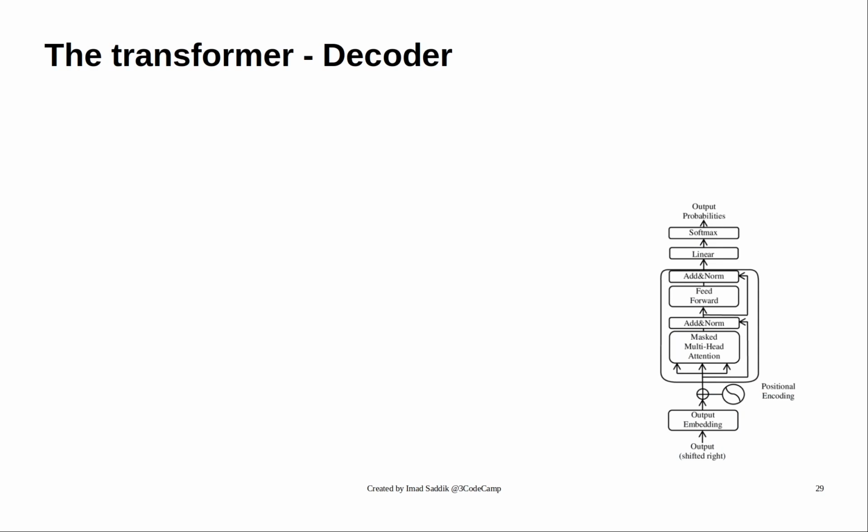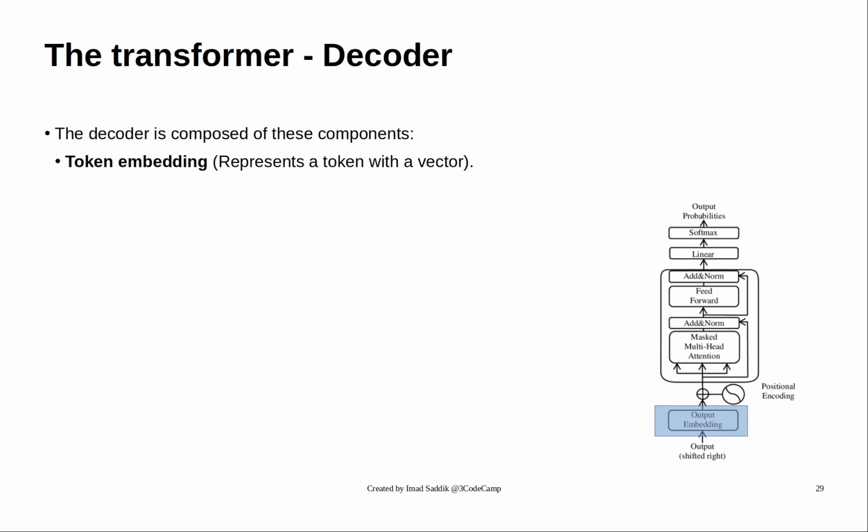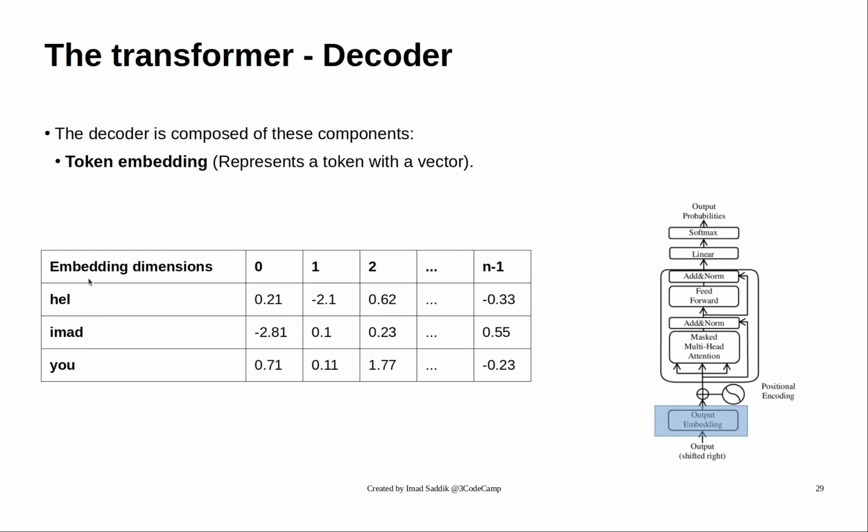Now let's focus on this part of the transformer. The decoder is composed of these components. First, we have the token embedding layer. This layer turns each token into a vector. In the table, you can see 3 tokens, and each one has its own vector with n values. Using vectors helps store more details about each token, which is much better than using just one number.